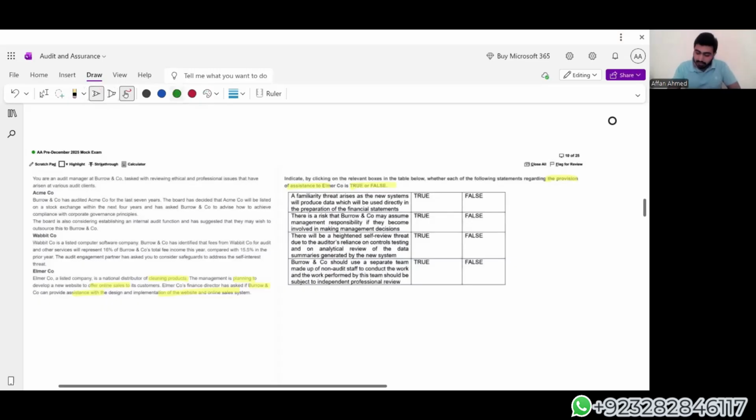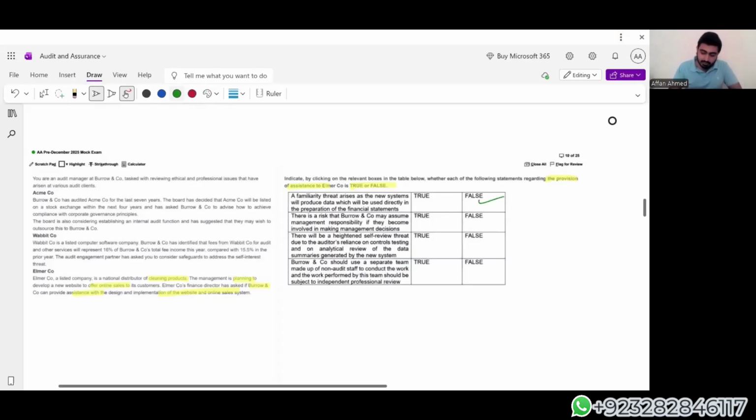Now, a familiarity threat arises as the new systems will produce data which will be used directly in the preparation of financial statements. Familiarity threat is not a threat that is stated. Familiarity threat is that we know the shareholders or the people of the company too well that we will not highlight their deficiencies or problems in the audit.